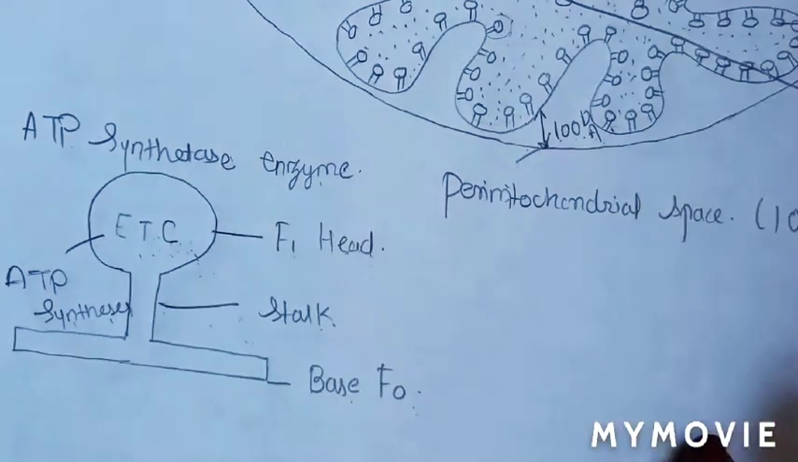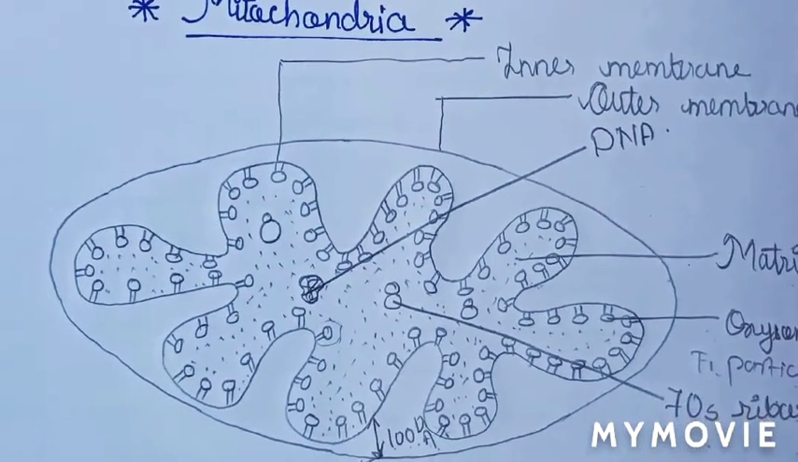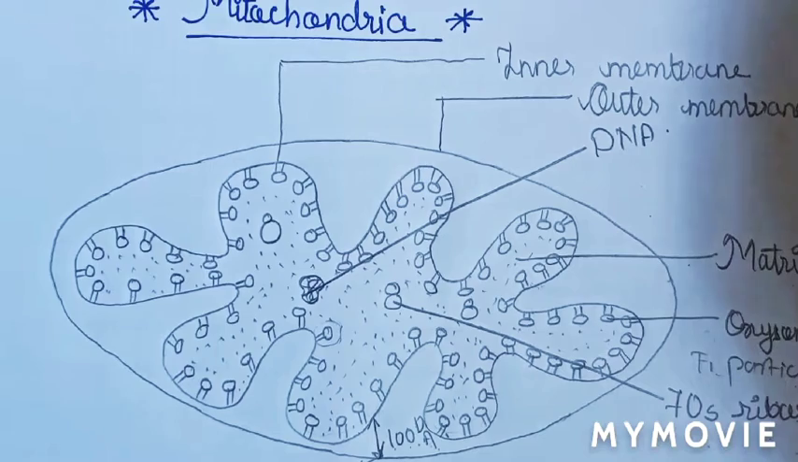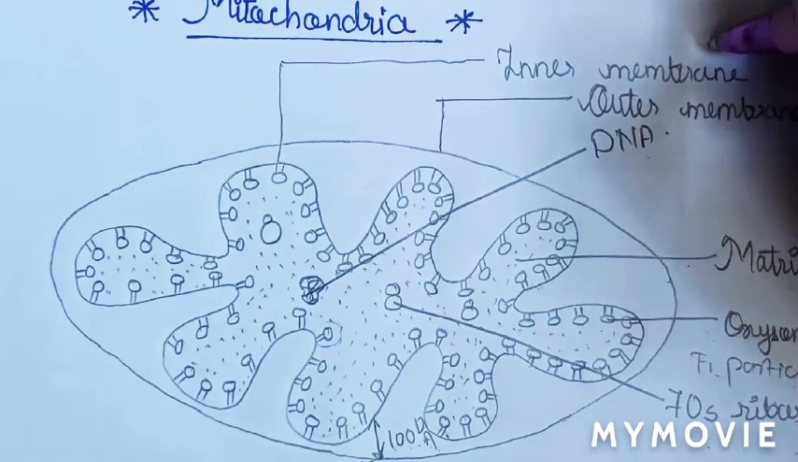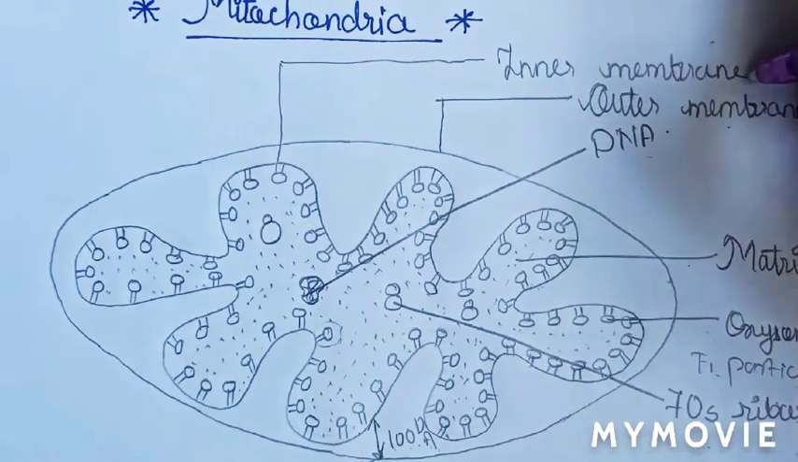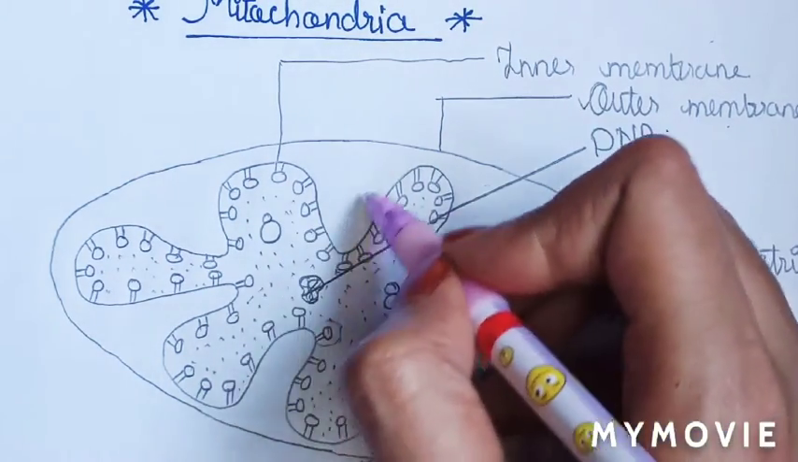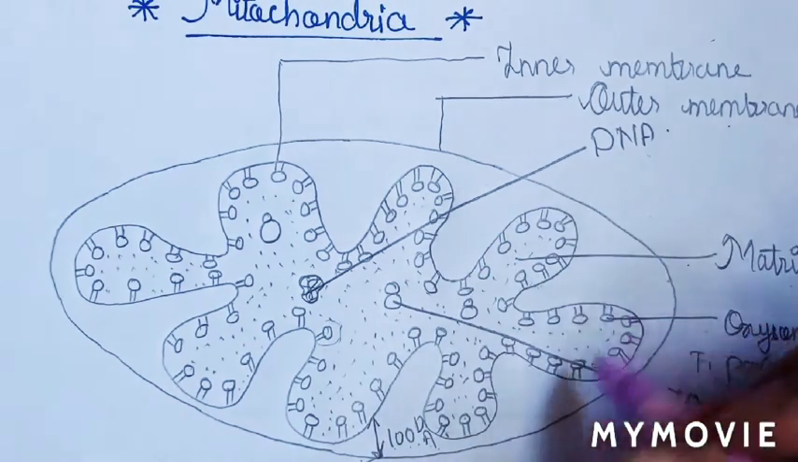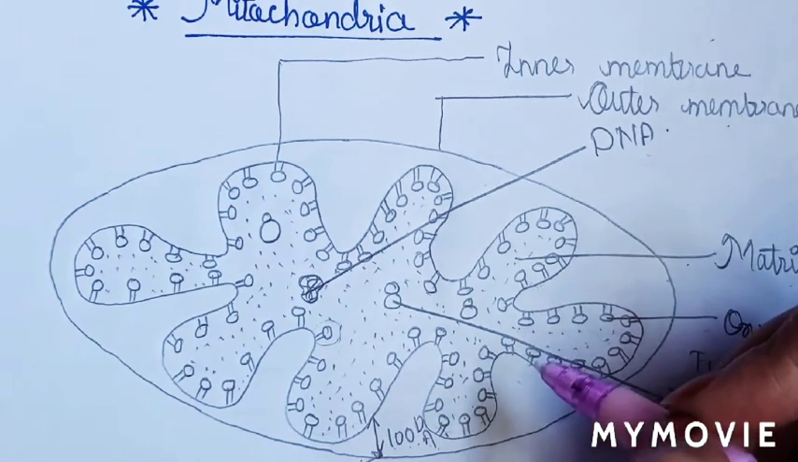So this was the structure of mitochondria. Now we are going to see the description of mitochondria. Mitochondria is a double membrane bound organelle. You can see the outer membrane and inner membrane. Of the two membranes, the outer membrane is permeable and smooth, while the inner membrane is less permeable and folded at various places. Here you can see the folds. And these folds are known as cisternae or palade.